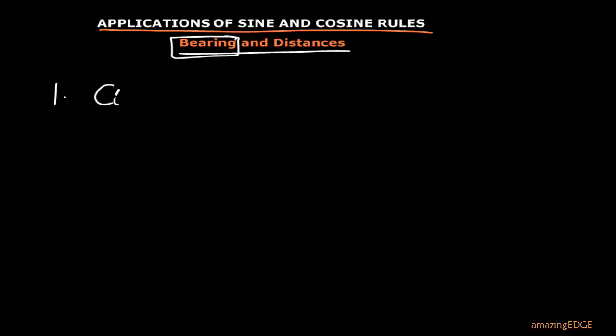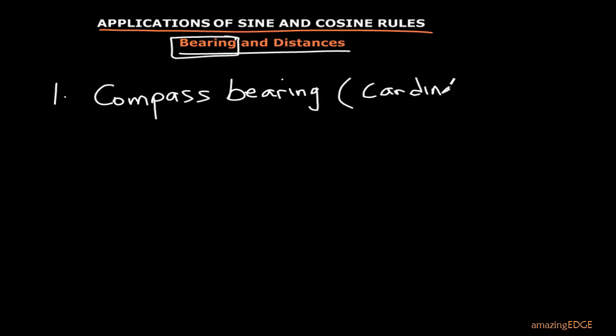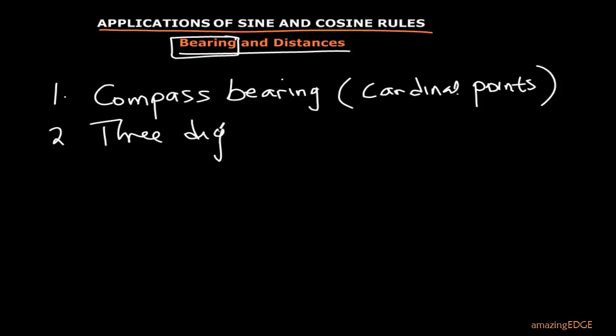So you can talk about the compass bearing. This compass bearing can also be called the cardinal point. Then another way of representing bearing is what we call the three-digit bearing. So we're going to look at each of them. First, we're going to look at the compass bearing.